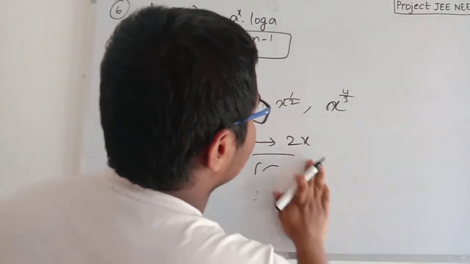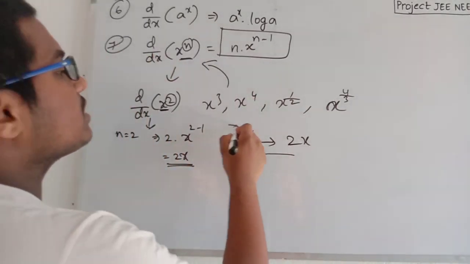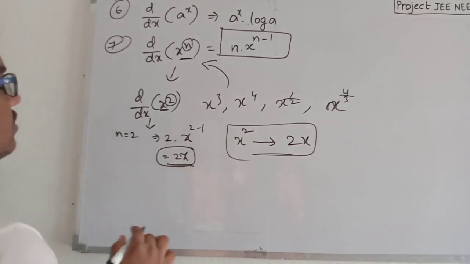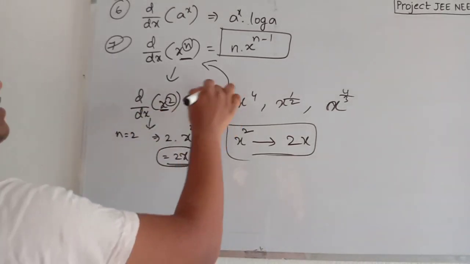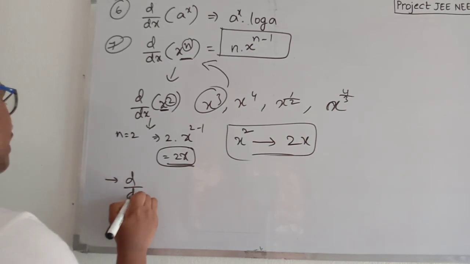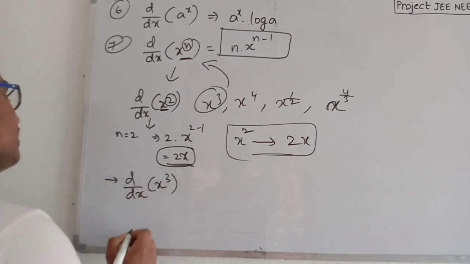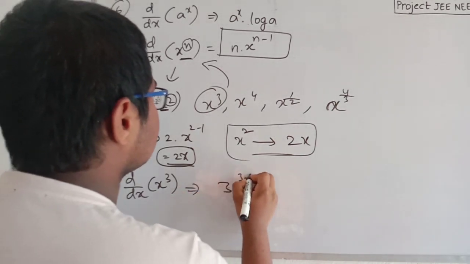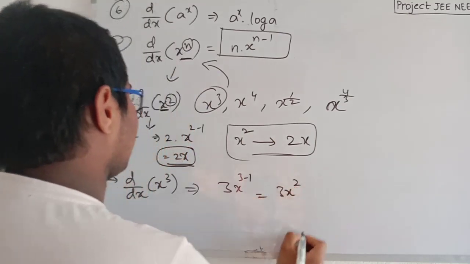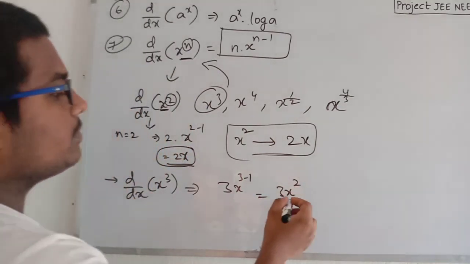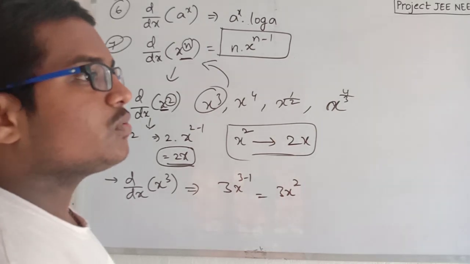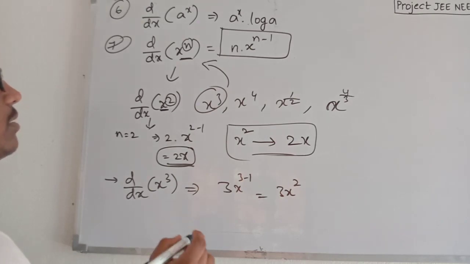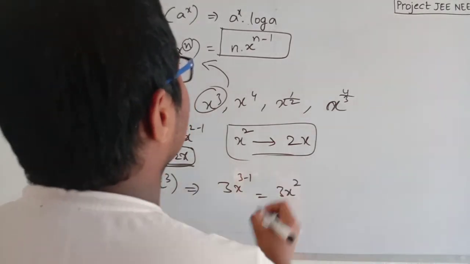Okay, let's forget about this example, but actually you have to remember this. This is the main point. So the answer we got is 2x for x square. Finally if we calculate d by dx of x cube, it is actually 3 into x power 3 minus 1, which is 3x square. Earlier it was x cube, but now it became 3x square, so the power is reduced. So remember this, which is more helpful to solve this type of easy problems.